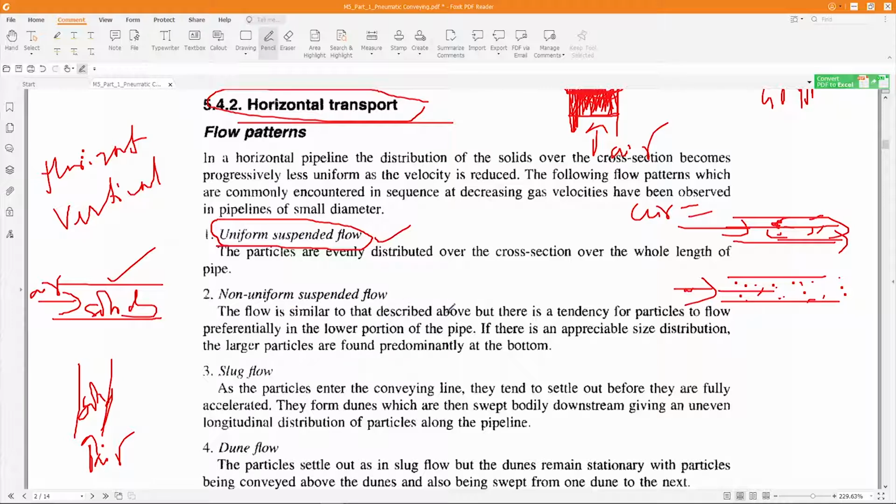Non-uniform suspended flow. It is kind of uniform, but it is non-uniform in the sense that the heavier particles will settle because of their higher gravitational pull, so they will be at the bottom. Smaller particles will be suspended at the top and heavier particles will be at the bottom. Okay, so it is non-uniform suspended flow.